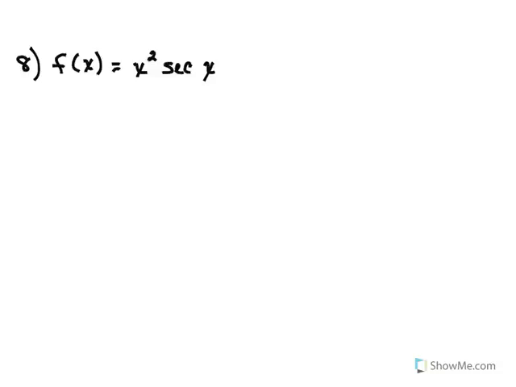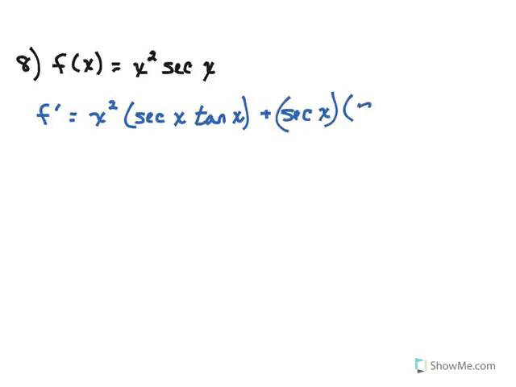Here we have another product rule. So we'll keep x squared. Derivative of secant is secant of x, tangent of x. Now we'll keep secant this time. Multiply by the derivative of x squared, which is 2x.